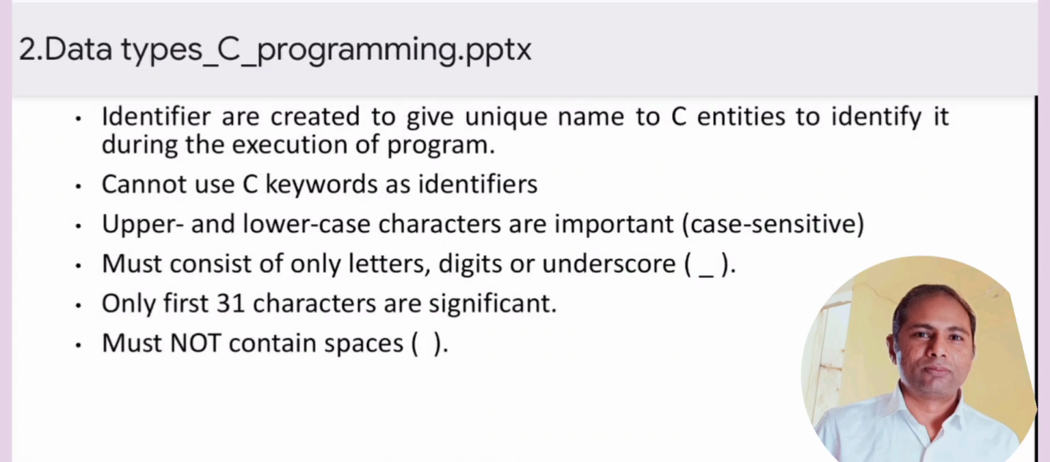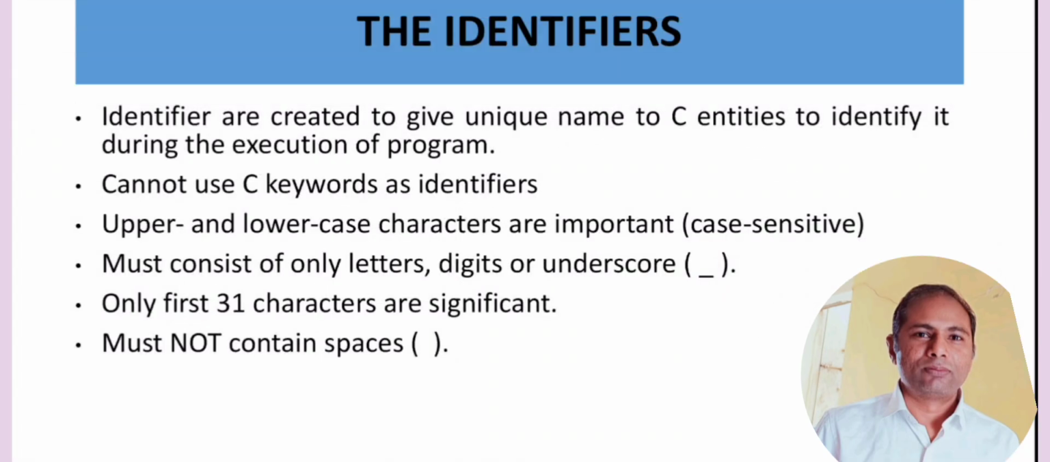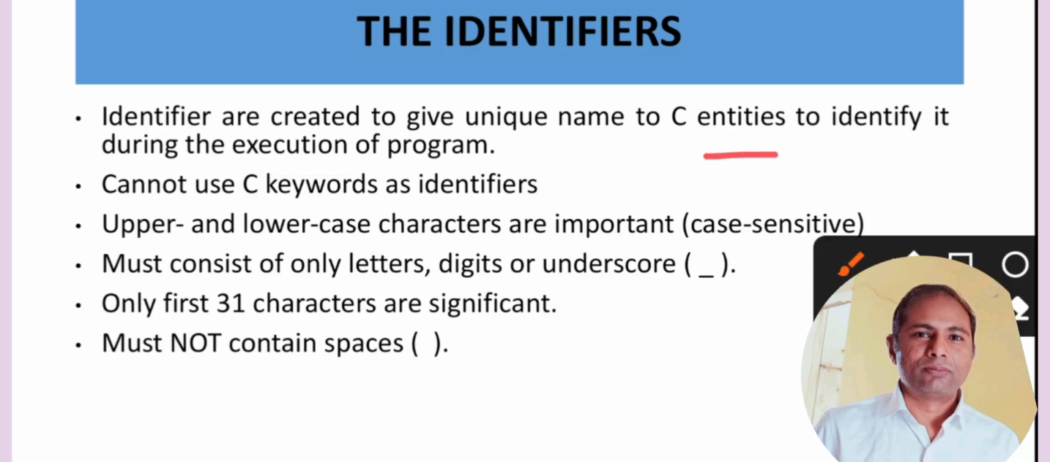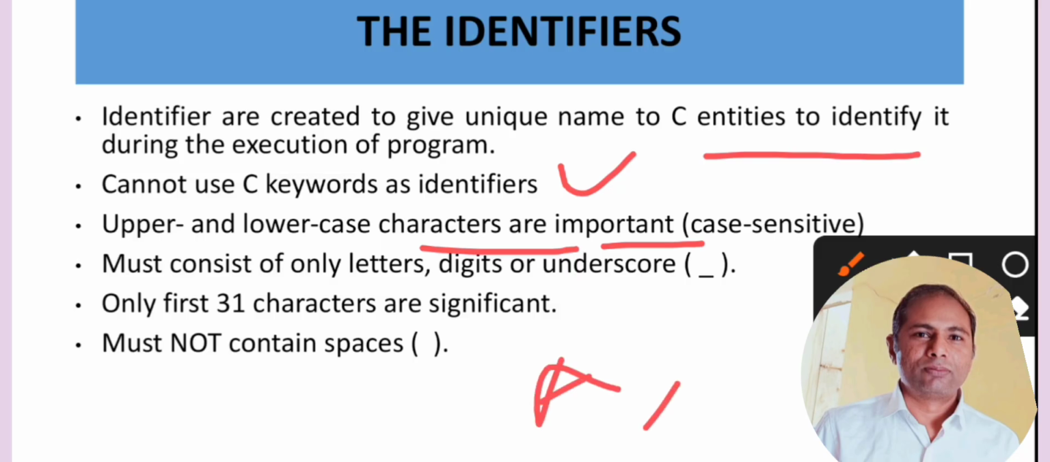Now we want to see the identifiers in C. So what are the identifiers in C? In C, an identifier means whatever new unique names we create for any variable. So we cannot use the keywords as an identifier, because these keywords were defined by the developers. Now an identifier is case sensitive. If I am using capital A, it is a different variable. If I am using small a, then it is a different variable, or we can say identifier.